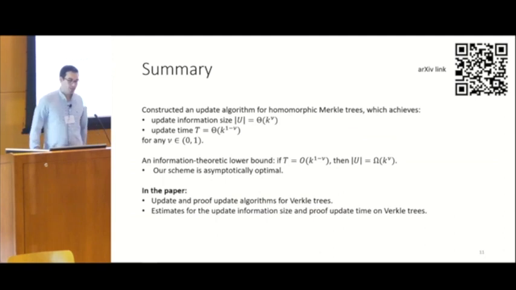And so we have constructed an update algorithm that is asymptotically optimal. So in the paper, you can see the update and proof update algorithms for the Merkle trees as well, through which we generated these numbers that was on the construction slide, and also the way we estimated them.